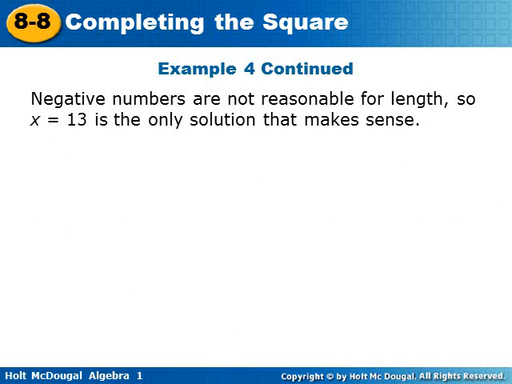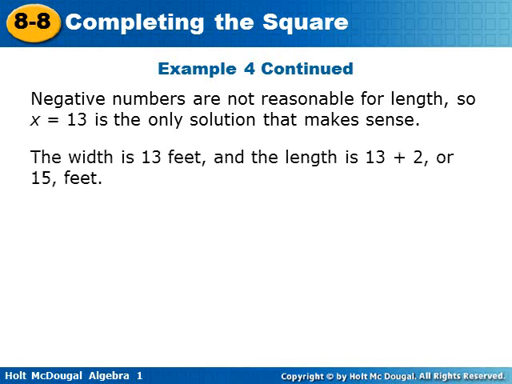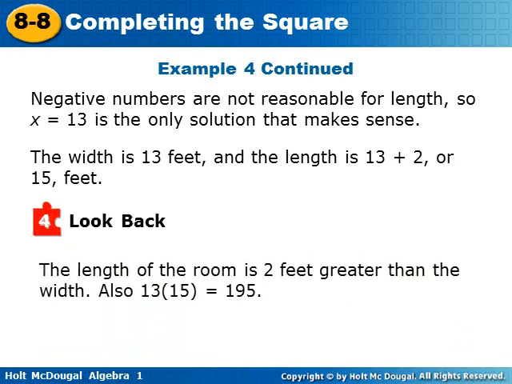Negative numbers are not reasonable for length, so x equals 13 is the only solution that makes sense. The width is 13 feet, so the length is 13 plus 2, or 15 feet. If you look back, the length of the room is 2 feet greater than the width, so also 13 times 15 equals 195. That's how you know your answer makes sense.